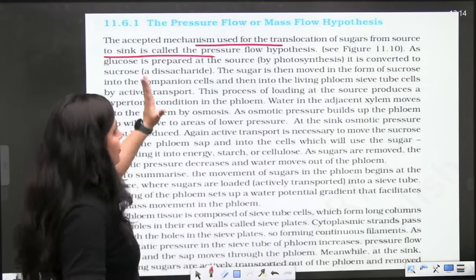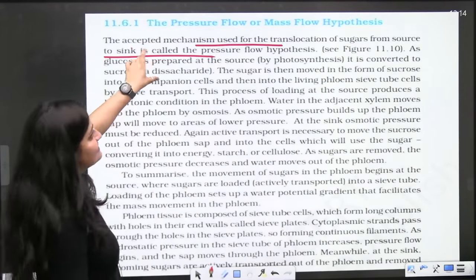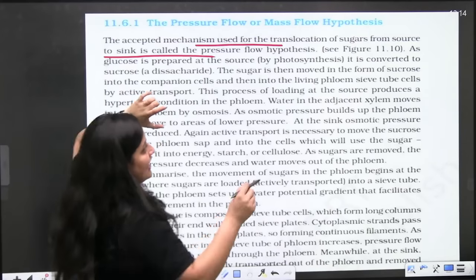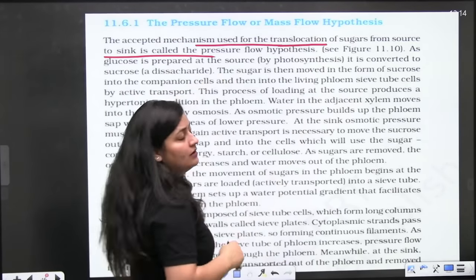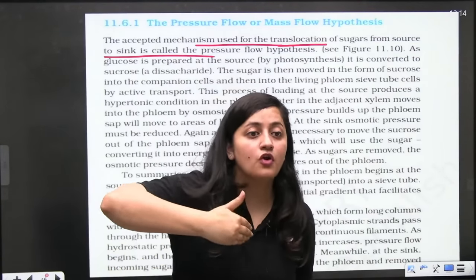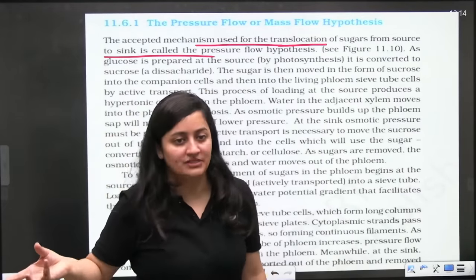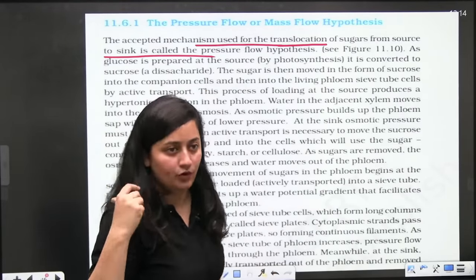So, pressure flow hypothesis: from this topic, two to three questions can come. As I said, translocation of sugars. I'm repeating this again: when do we use the word translocation? We use the word translocation for long distance transport, when xylem and phloem are involved.